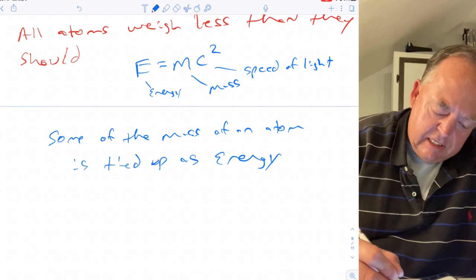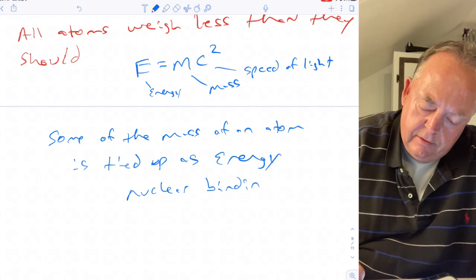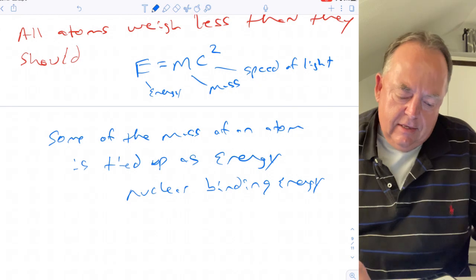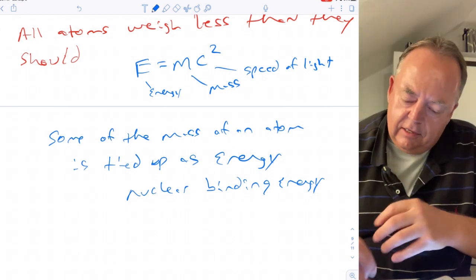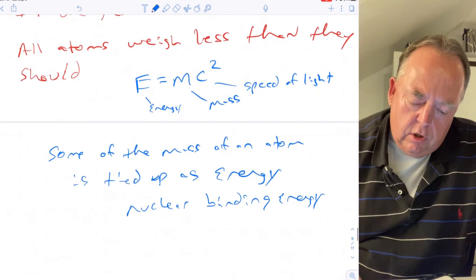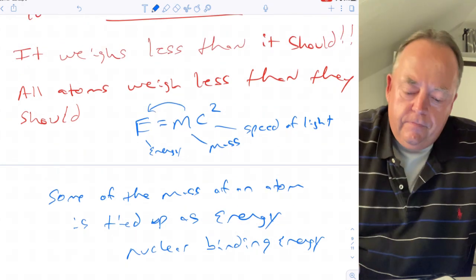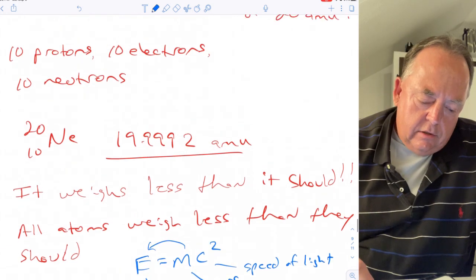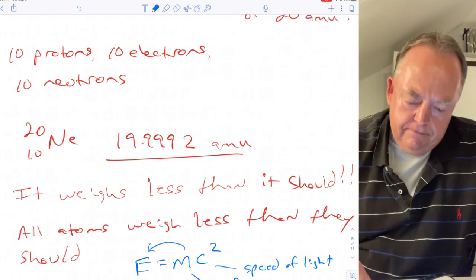Some of the mass of an atom is tied up as energy. It's what's called the nuclear binding energy. It's basically what helps keep that nucleus together, because it's a really small space, right, with a lot of positive protons in a small confined area. So what keeps that nucleus together is what's called the nuclear binding energy. Some of the mass of the atom then is converted to energy. And so all atoms weigh less than they should, because some of the mass of the protons and the neutrons in the nucleus is converted to energy to keep it all together.